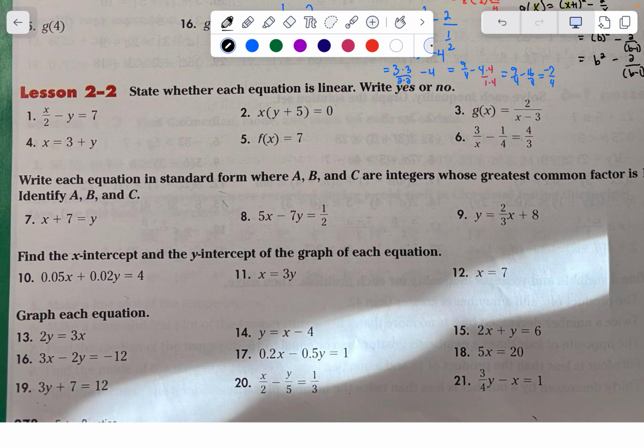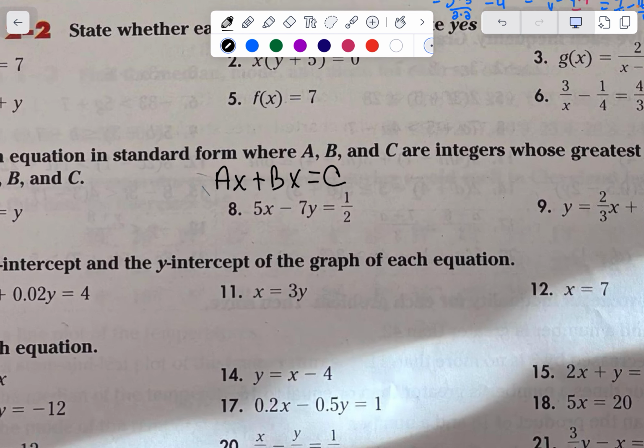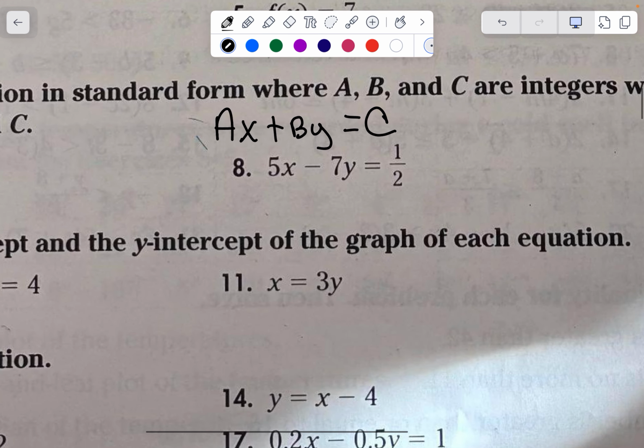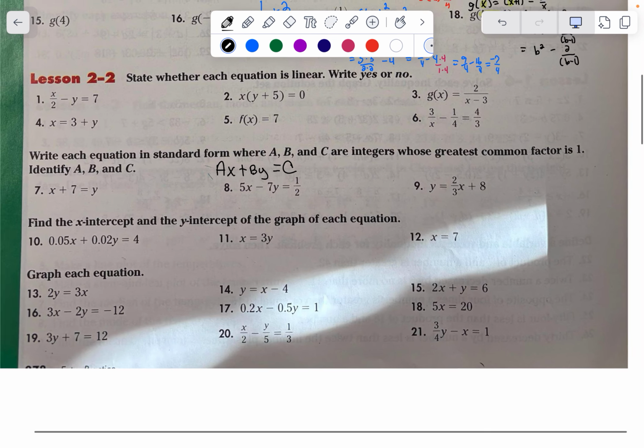Okay, so I would like to now do problem 7, 8, or 9. For 7, 8, or 9, you are looking for your equation to be in standard form, which is ax plus by equals c. So that's your standard form you're looking for. A, b, and c should be integers. A should be a positive number, okay? There should be no greatest common factor.